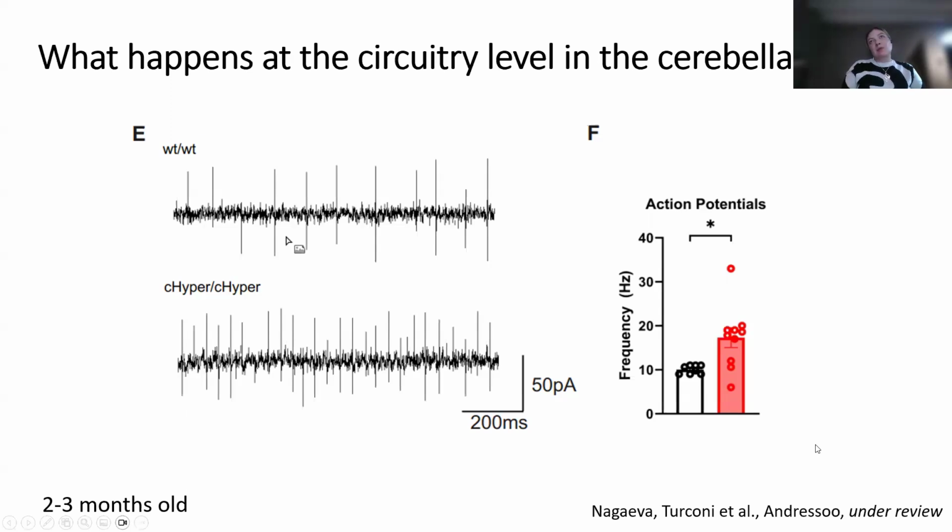And it's good to point out that this is basically the opposite of some cerebellar ataxias, where we saw a decrease in the cell firing of the Purkinje cells. So yeah, and we see the improvement in motor learning.